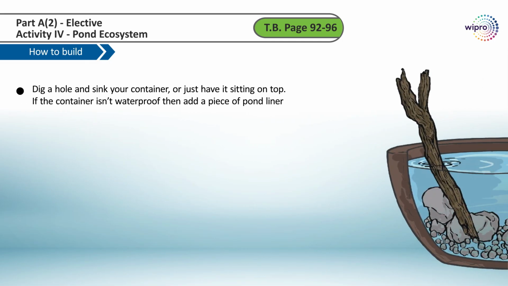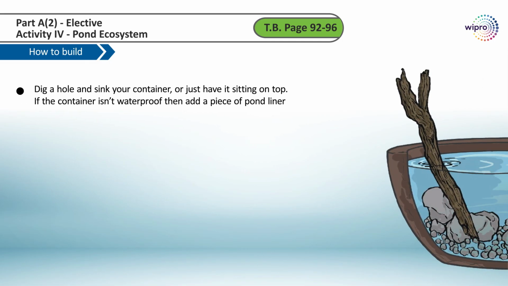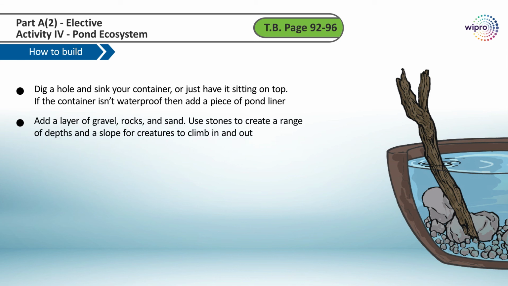Dig a hole and sink your container, or just have it sitting on top. If the container isn't waterproof, then add a piece of pond liner. Add a layer of gravel, rocks and sand. Use stones to create a range of depths and a slope for creatures to climb in and out.